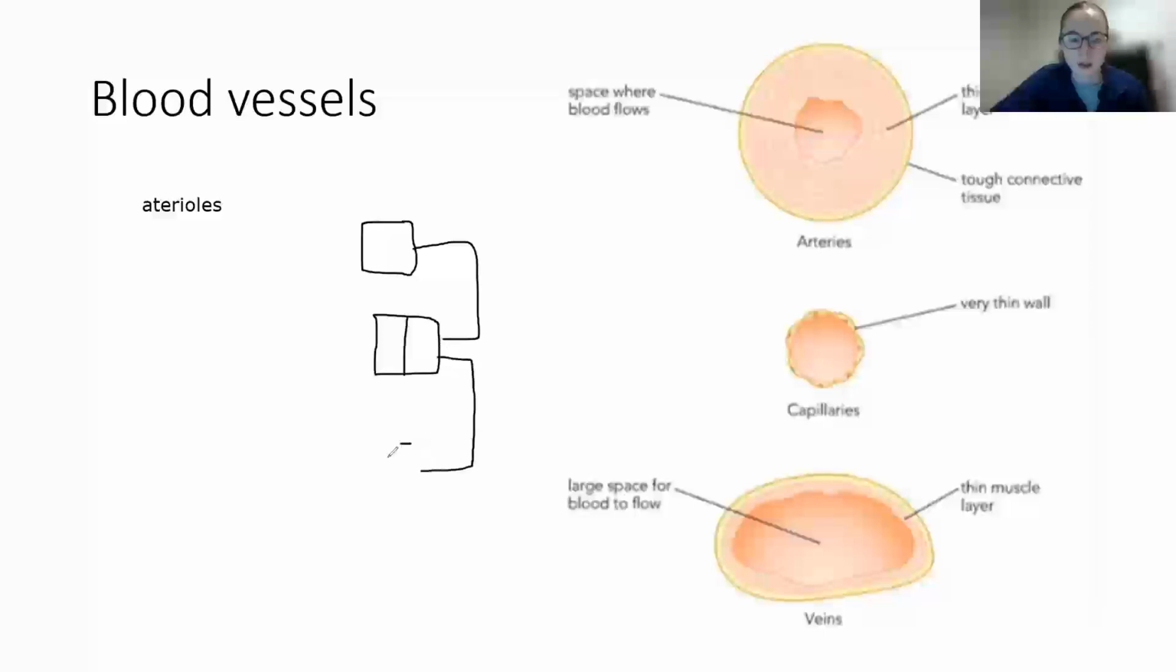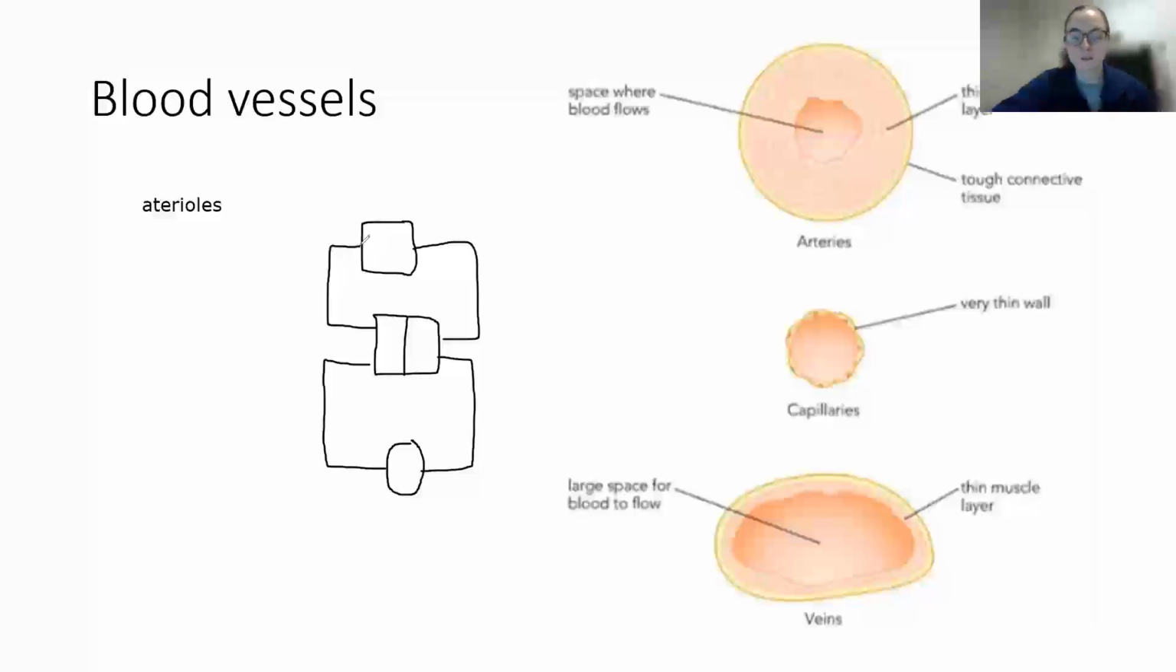So this is just going to be your body here. Then it goes back into your heart and then gets pumped back into your lungs. Okay, so this is our double circuit. Looks a bit like a physics electricity circuit, doesn't it, at the minute?